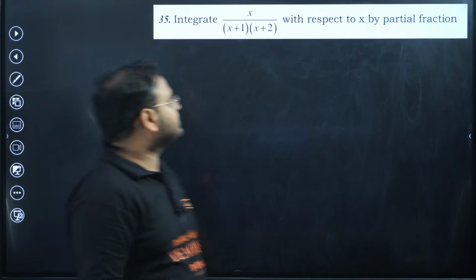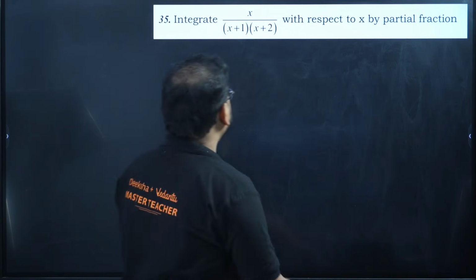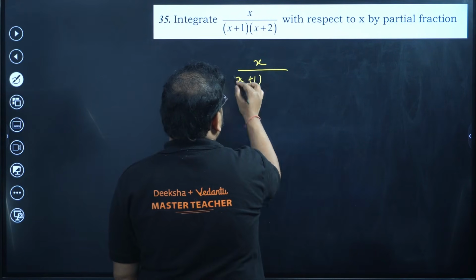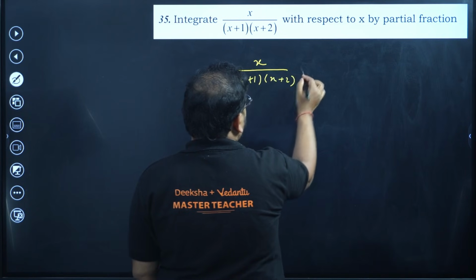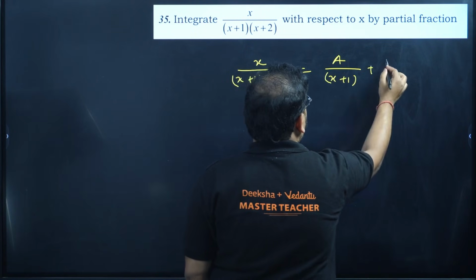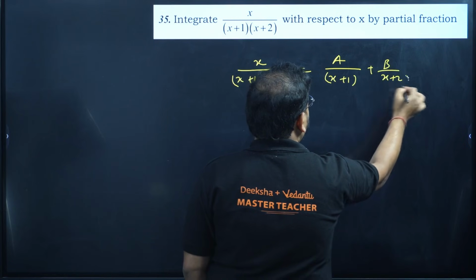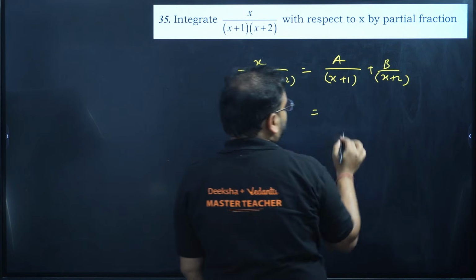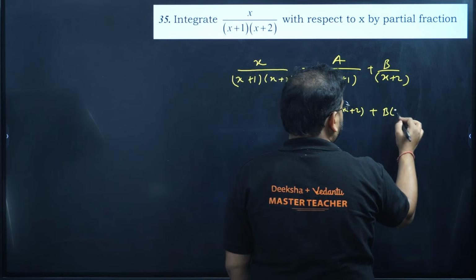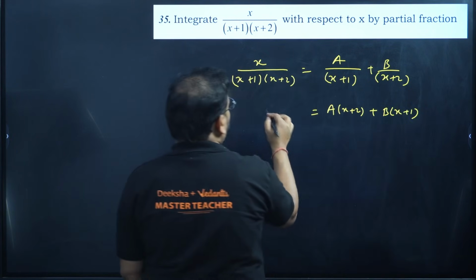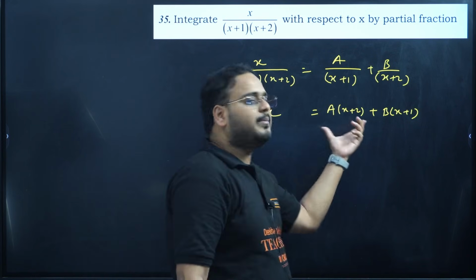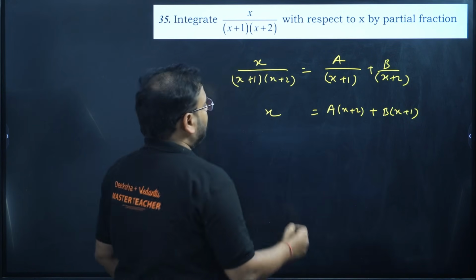35th. Integrate this function. Partial fraction, very simple one. Start from here: x plus 1, x plus 2, A upon the first factor, B upon the second factor. Just look for the numerator. A times x plus 2, and over here you have x. Don't worry about the denominator because they are the same; if you take the LCM, they will be the same denominator. So now figure it out.